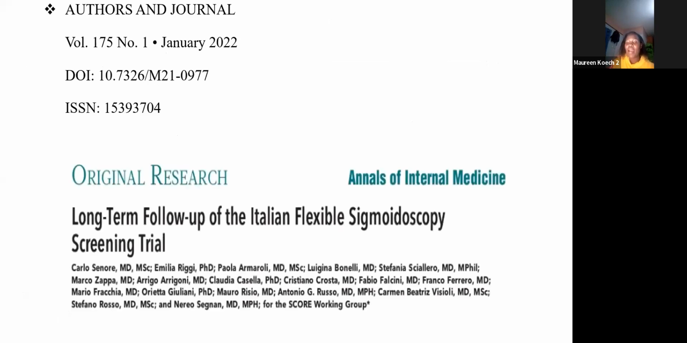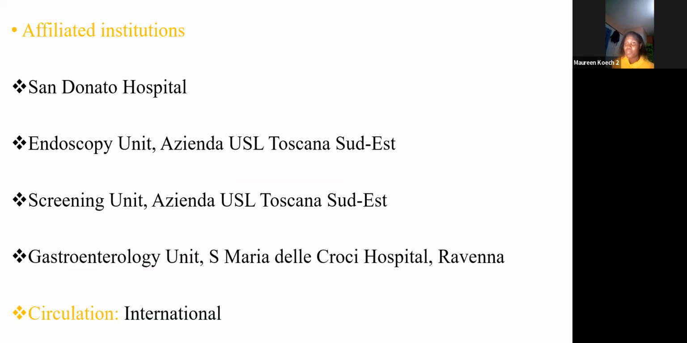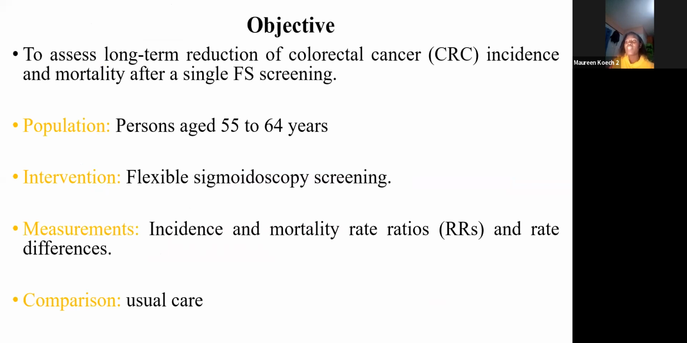The authors of this paper are Carlo et al., and the paper was published in Annals of Internal Medicine, which is an international journal. Some of the affiliations of the authors include well-known hospitals like San Donato and the specific screening departments on this subject matter. The main objective of this paper was to assess the long-term reduction of colorectal cancer incidence and mortality after single flexible sigmoidoscopy screening. It also expounds on the available literature on assessing the long-term reduction of both distal and proximal colorectal cancer incidence and mortality.